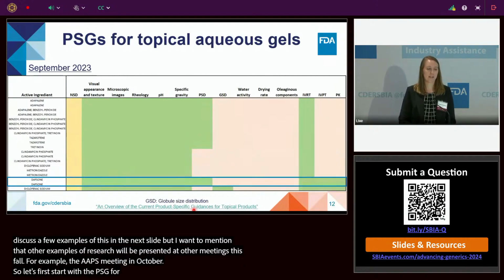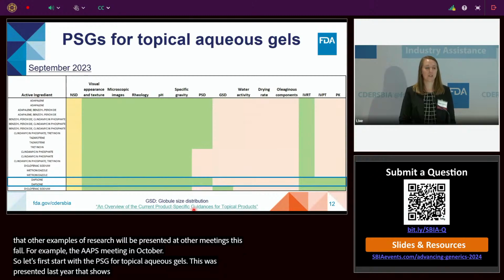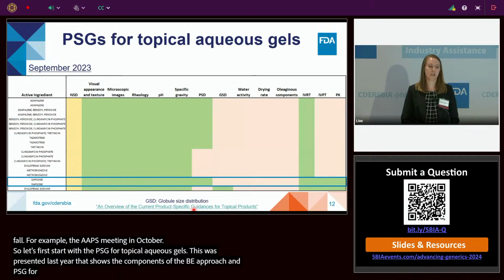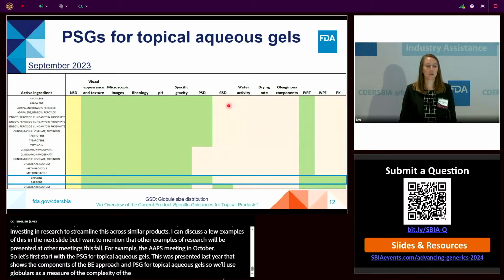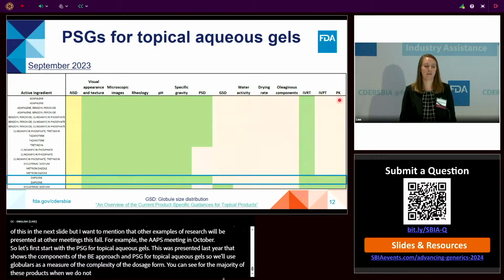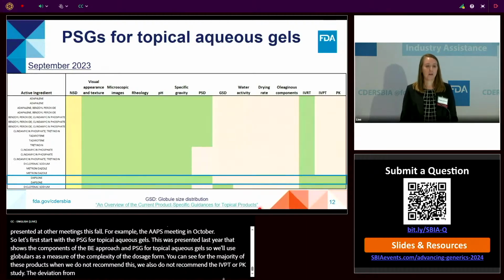This is a slide I presented at last year's SBIA presentation that shows the components of a characterization-based bioequivalence approach in PSGs for topical aqueous gels. And so for the purposes of today's discussion, we'll use globule size distribution as a measure for the complexity of the dosage form. And you can see that for the majority of these products, when we do not recommend globule size distribution, we also do not recommend an IVPT or PK study. And the deviation from this trend is Dapsone topical gel.